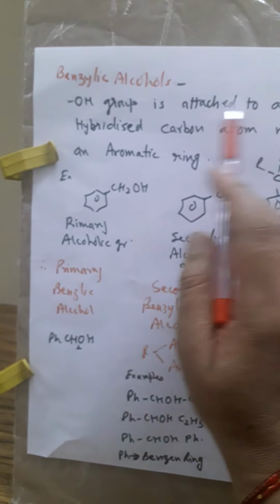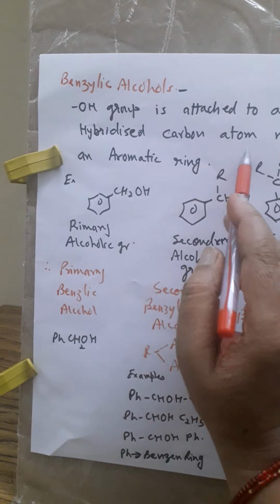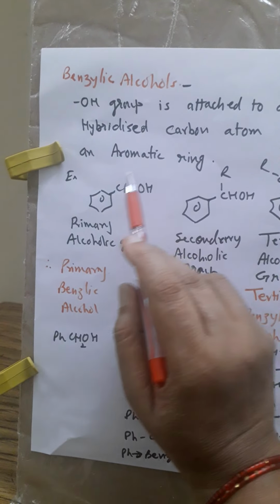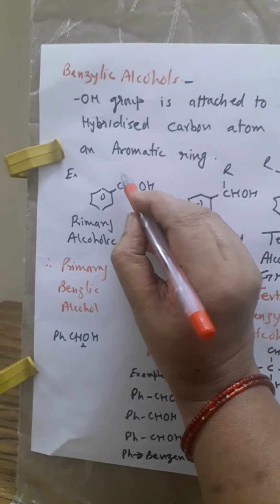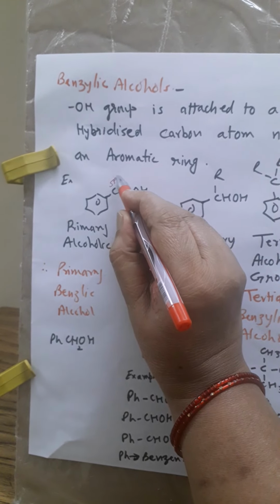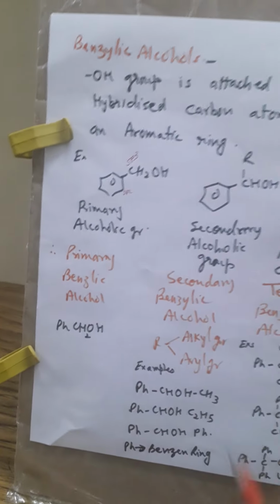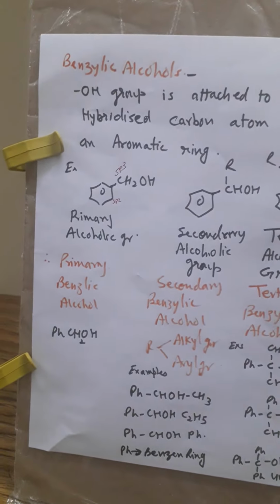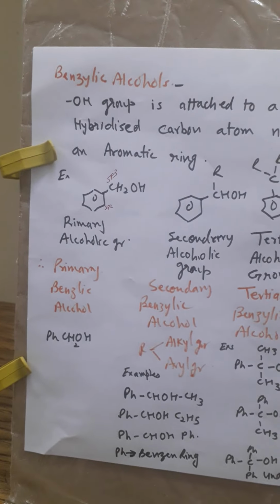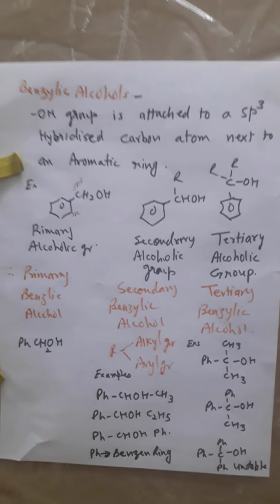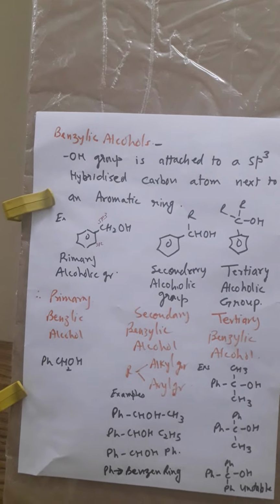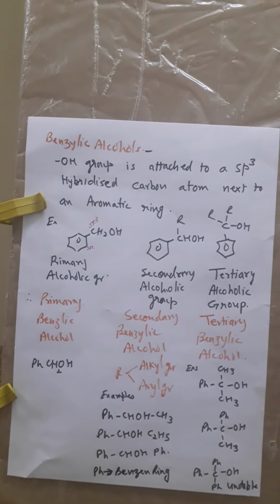The OH group is attached to an sp3 hybridized carbon atom next to an aromatic ring. See here, this is the sp3 hybridized carbon, and all these are sp2 hybridized carbons. I have not drawn the benzene ring, so all these other carbons are sp2 hybridized carbons, right? And the benzylic alcohol can be 1 degree, 2 degree, or 3 degree type, right?